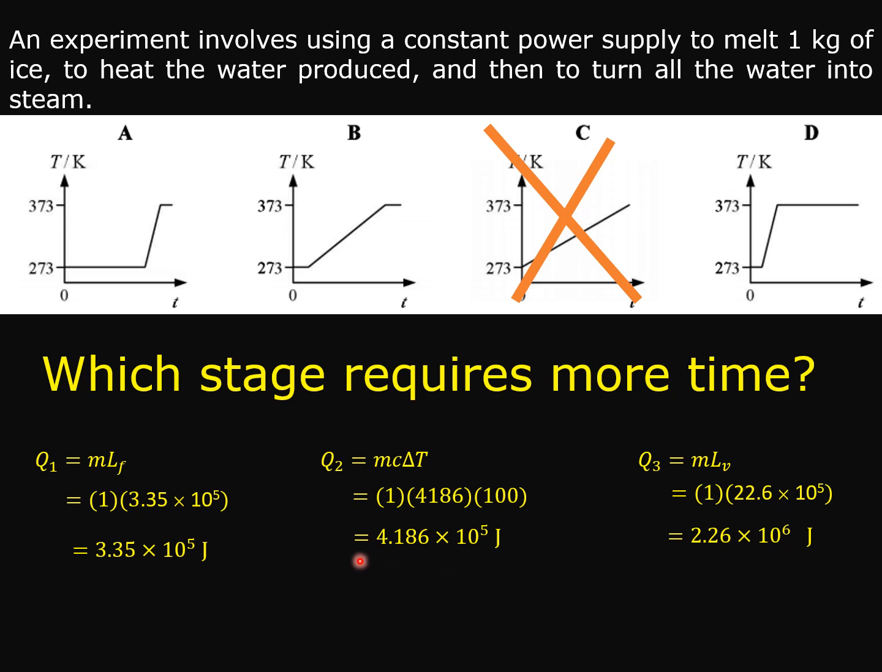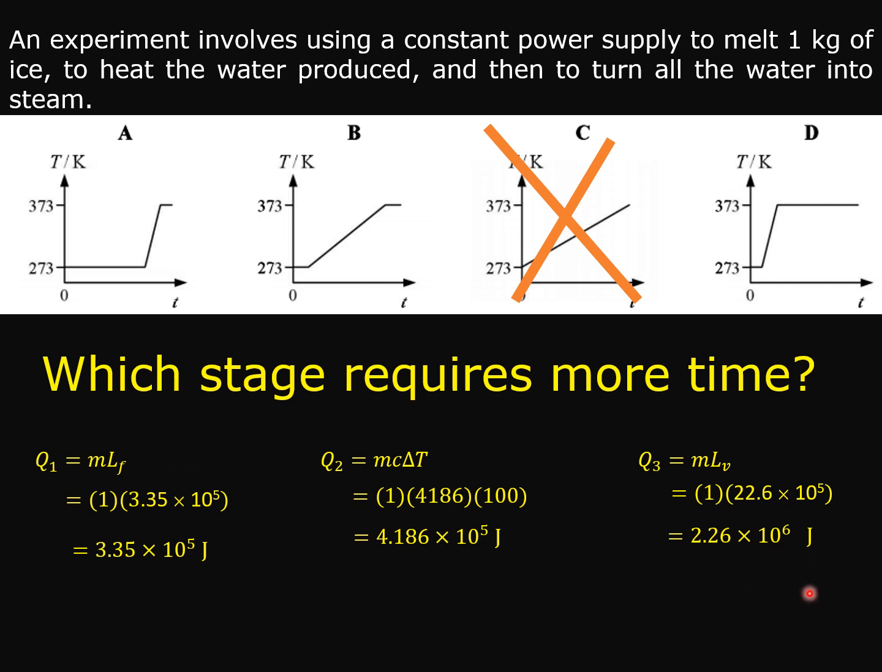So we can find this quantity 4.186 times 10 to the power 5 joule, which is the quantity of heat required to change the temperature of 1 kg of water from 0 degrees C to 100 degrees C. And for the third stage, because it involves the transformation of the 100 degrees C boiling water into the 100 degrees C steam, we can use this formula Q3 equal to mLv to calculate the heat required, where Lv is the specific latent heat of vaporization, which is 22.6 times 10 to the power 5. So the answer is 2.26 times 10 to the power 6 joule.